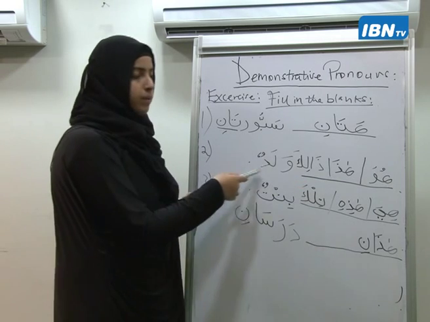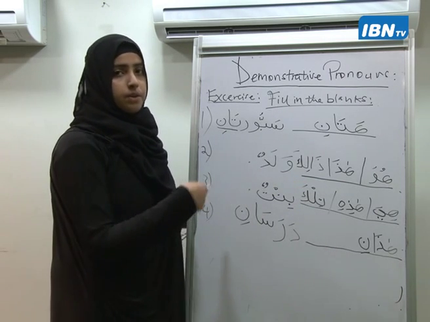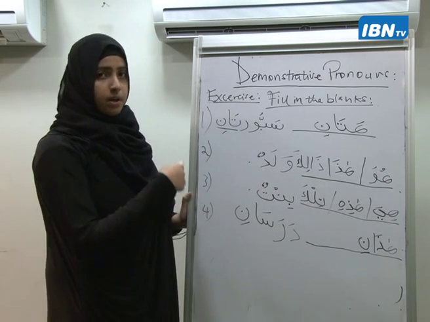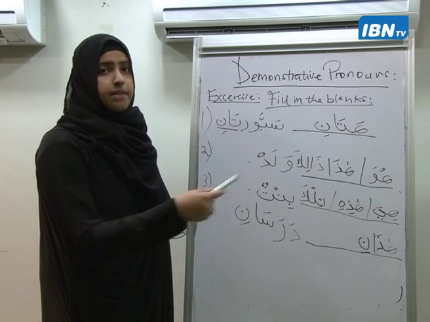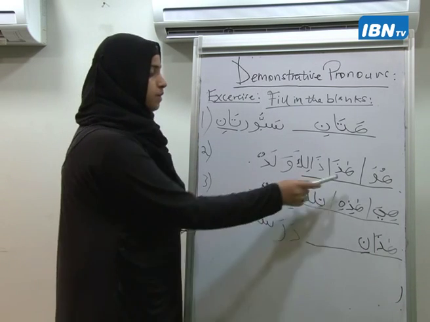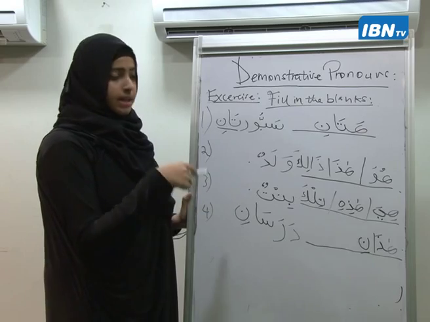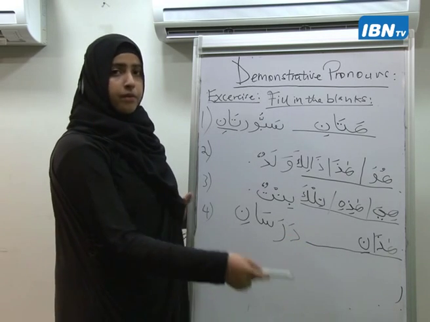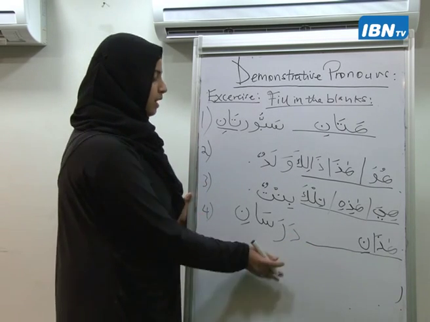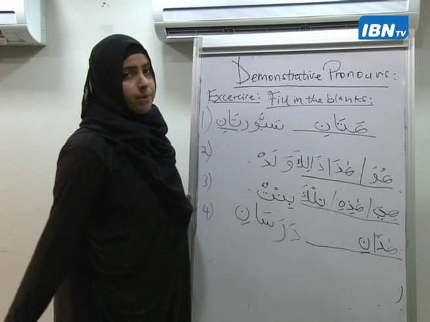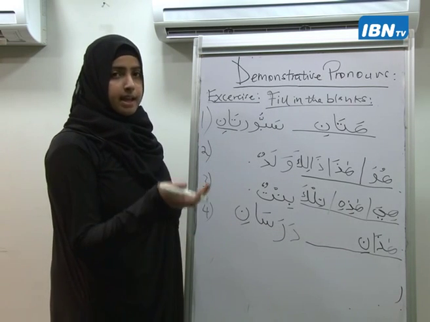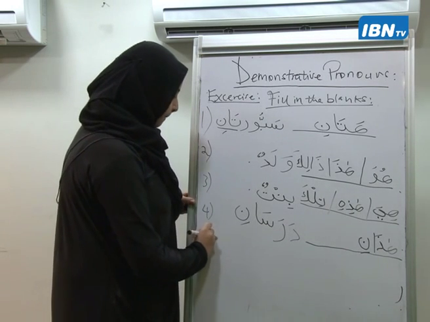I can say hadha waladun, hadha babun, hadha abun, hadha akhun, hadha qalamun, hadha darsun, right? So this is only for masculine singular. Hadhani will be for masculine but dual. So here I can only apply one pronoun. I can only say hadhani darsani.